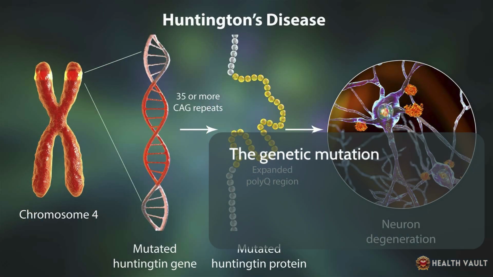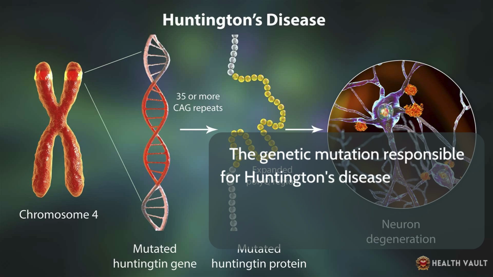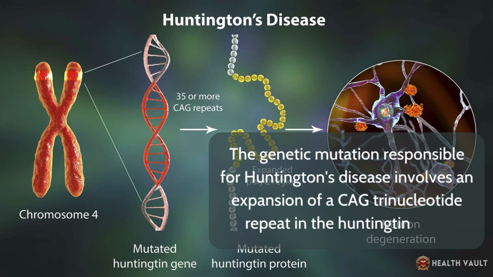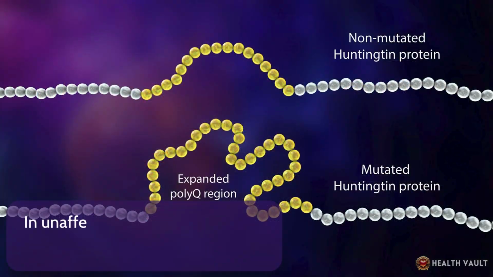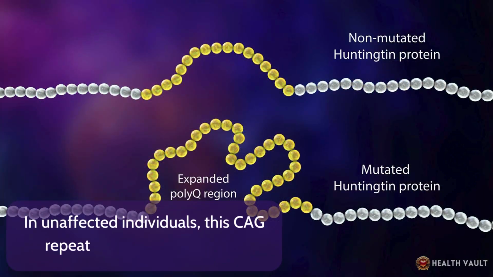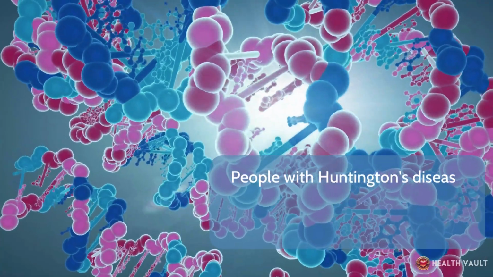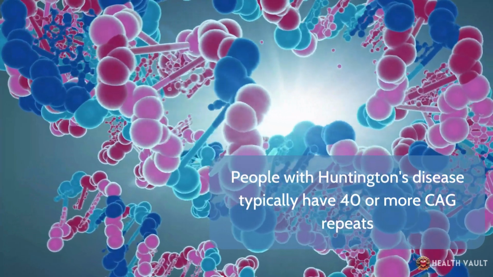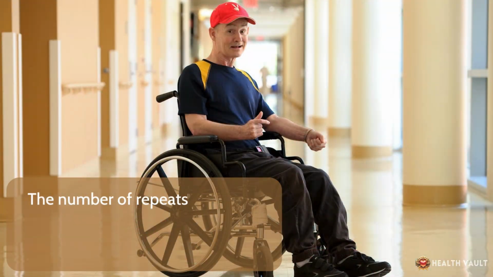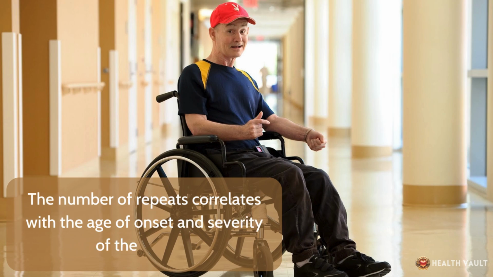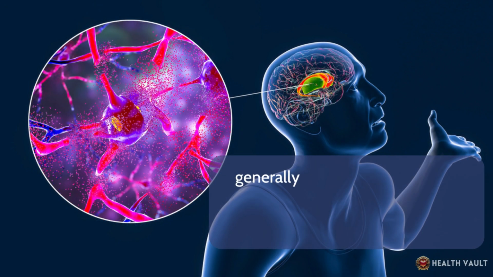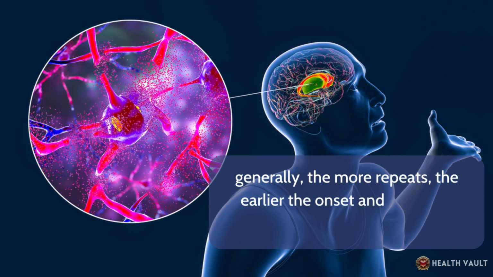The genetic mutation responsible for Huntington's disease involves an expansion of a CAG trinucleotide repeat in the huntingtin gene. In unaffected individuals, this CAG repeat occurs 10 to 35 times. People with Huntington's disease typically have 40 or more CAG repeats. The number of repeats correlates with the age of onset and severity of the disease. Generally, the more repeats, the earlier the onset and the more severe the symptoms.